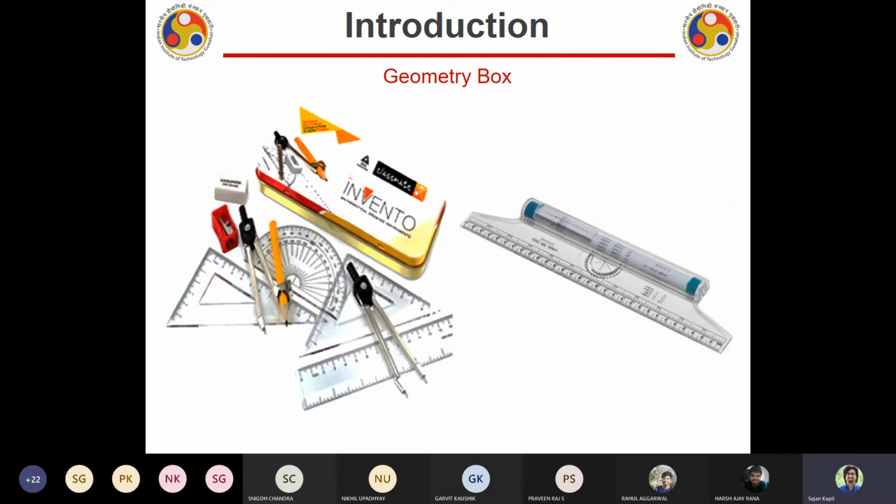So all of you, first of all, buy this geometry box. From now onwards, it will be required in all the quizzes, definitely not in the first quiz, but in any quiz, any assignment, any tutorial, you will need this geometry box. What it should have: a compass, of course, scale, T-square, rubber, pen, the eraser and the sharpener. All these things it should have.